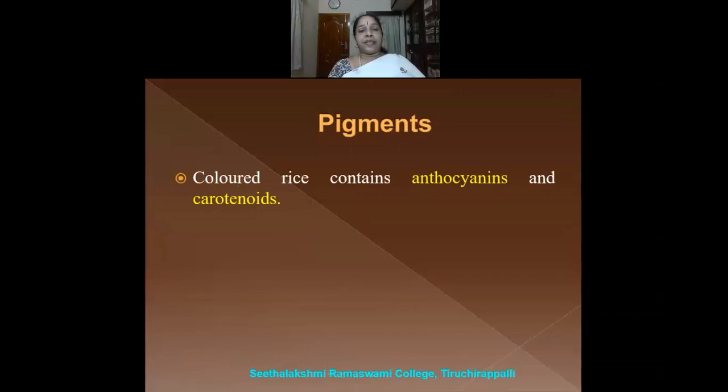Pigments are also present in the rice. The colored pigments, that is, when we remove the husk, in the inner portion we have a red color layer and that contains anthocyanins and carotenoids.